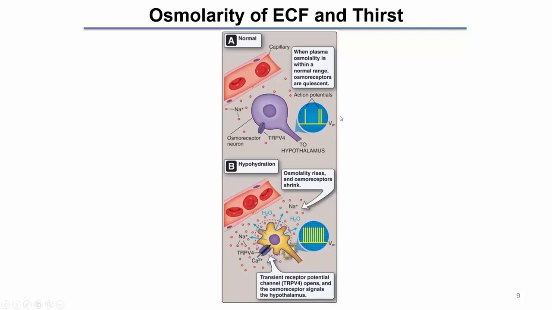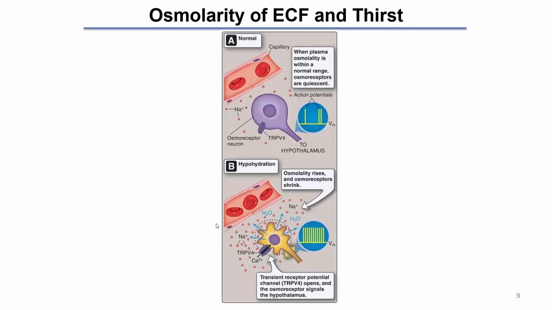Well, that is determined by the osmoreceptors near the hypothalamus. So in the hypothalamus, we have these various osmoreceptors that monitor the osmolarity of the plasma. When the osmolarity is within the normal range, these osmoreceptors are essentially quiet, and no action potentials are generated. During states of volume depletion, or hypovolemia, the osmolarity of plasma will increase.